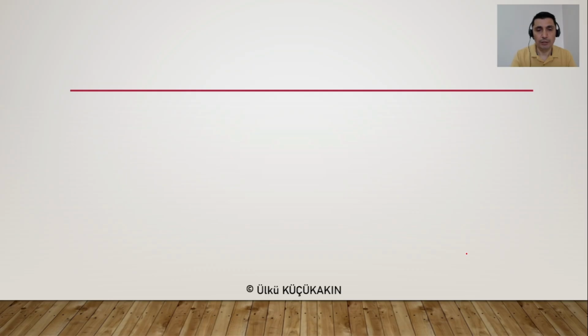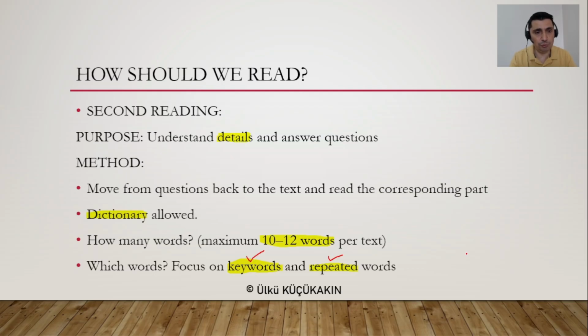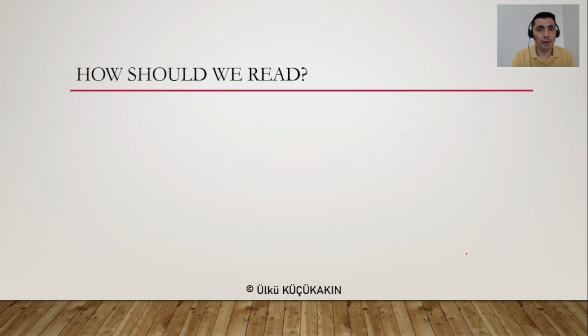All right. So I hope this part is clear, everyone. In the second reading, we read in detail, we look at the questions, and we go back to the text to find where the answer to that question is, and we read that part in detail by using a dictionary. Okay. So, what about third reading?